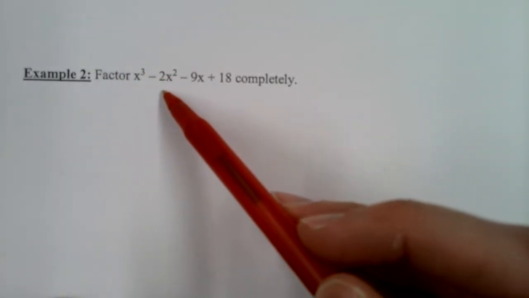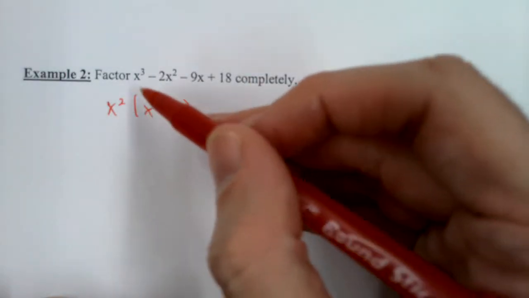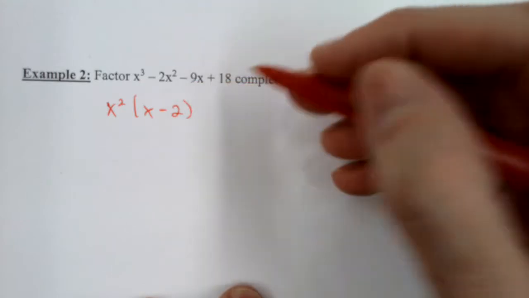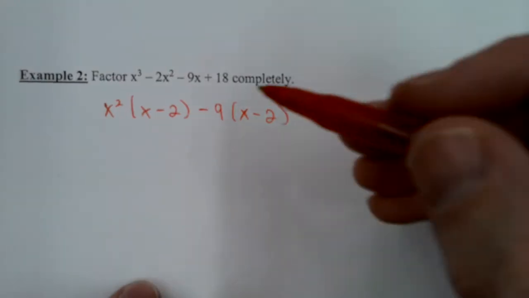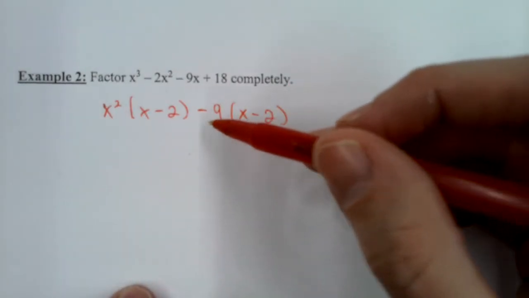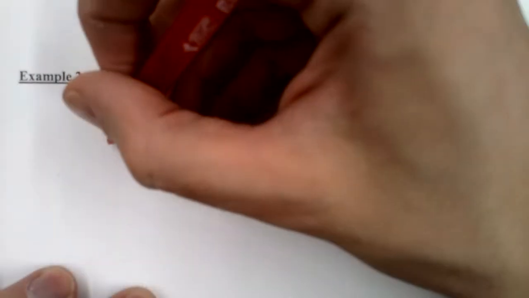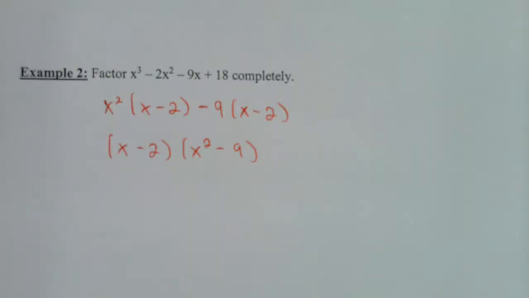So for my first group, I'll group these two together. I'll take out the GCF of x squared. So that's going to leave me with x minus 2 in parentheses, because x squared times x is x cubed, and x squared times negative 2 is negative 2x squared. For my second group, I'll take out a GCF of negative 9, which will leave me with x minus 2 in parentheses, because negative 9 times x is negative 9x, and negative 9 times negative 2 is 18. Now my parentheses match, so I'll factor that out to the beginning. x minus 2 comes out to the beginning, and what's left over in parentheses will be x squared minus 9.